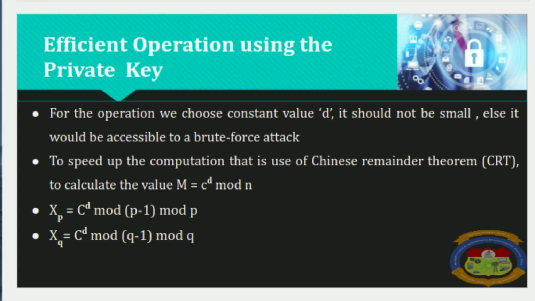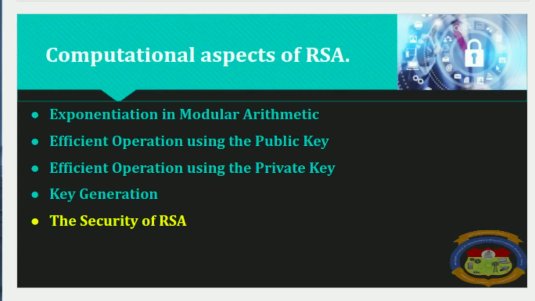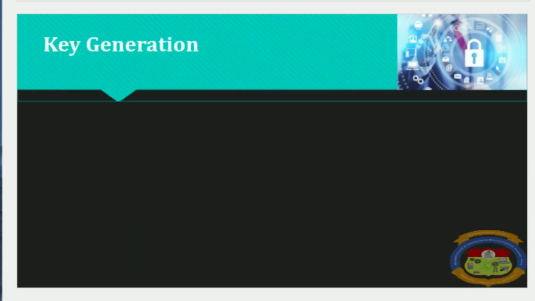So next we will discuss the key generation technique. This is the fourth main issue that arises in the complexity of the computation: key generation. Here we have discussed both the encryption and decryption methods in RSA. So next we will learn about the key generation.